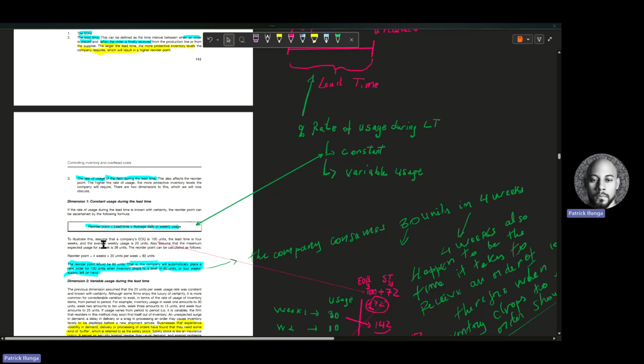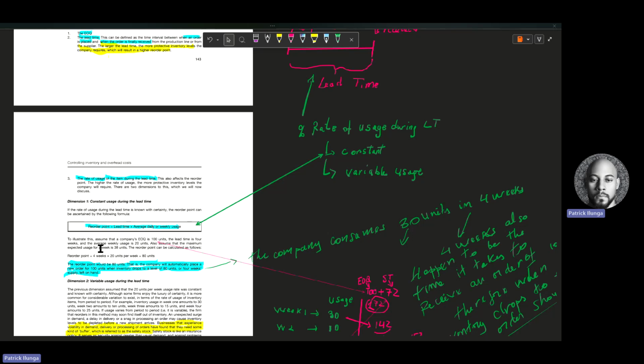This will be the formula you're going to use. A very simple formula. You're going to multiply the lead time. Let's say it takes you 4 weeks. You're going to multiply it by the daily or weekly usage. So you need to know if it's daily usage or weekly usage, right? Or, you know, it has to do with a time period. So to illustrate this, let's use this example.